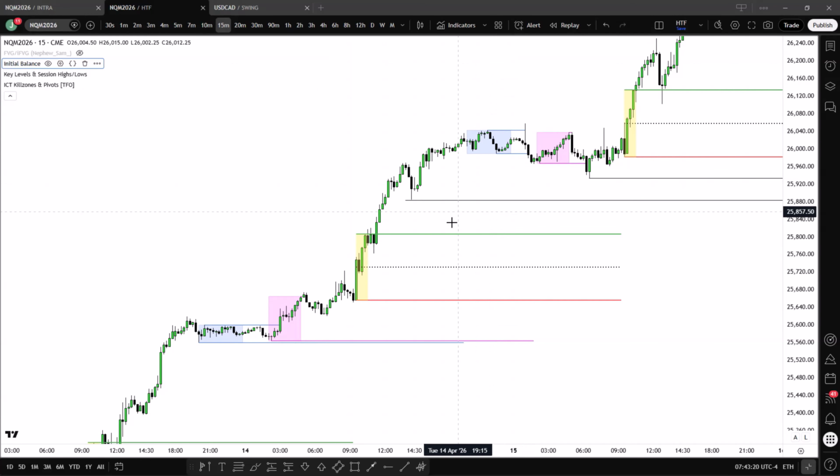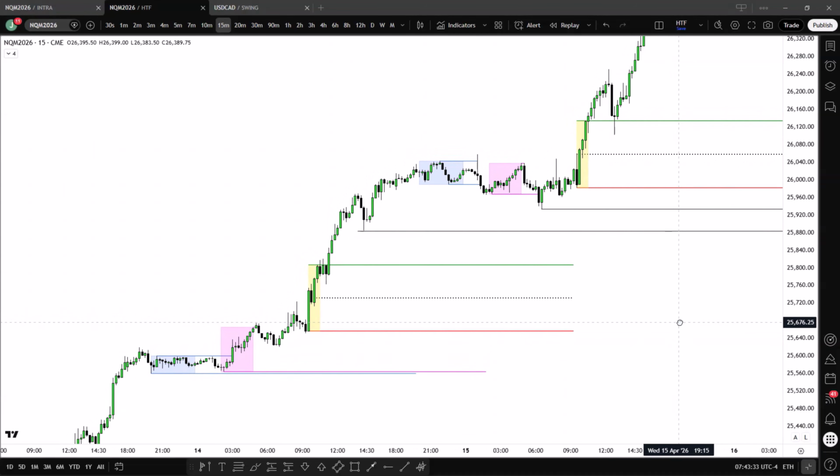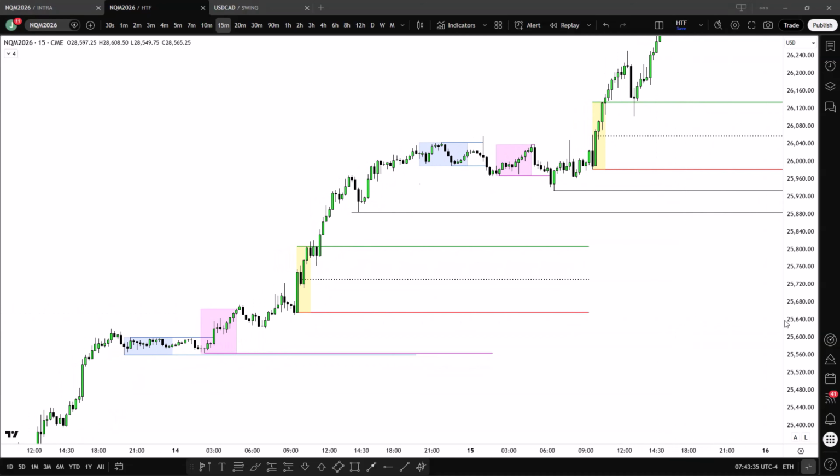And this will plot the highs and the lows and the midpoint of each initial balance, and it'll keep it on the screen and extend for that day. There are extension levels that you can add to it as well, but I really don't need that. So what does the initial balance mean?